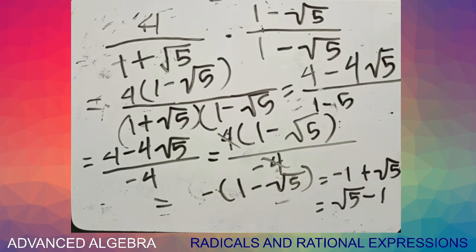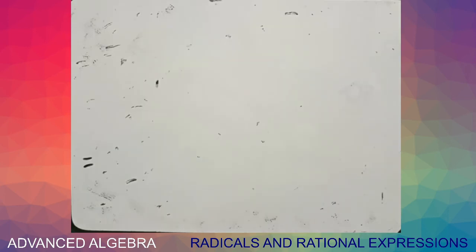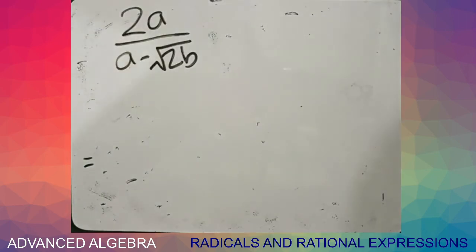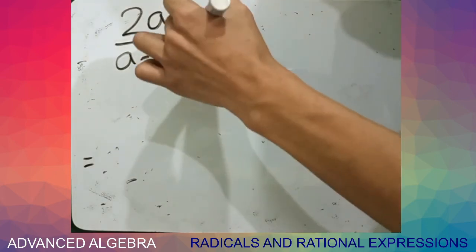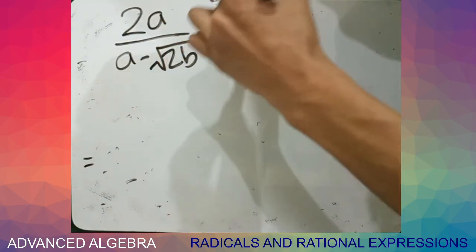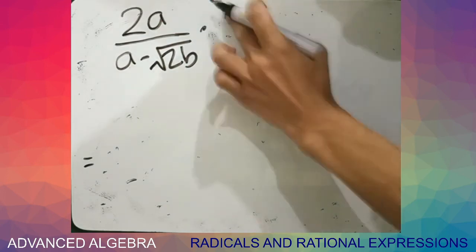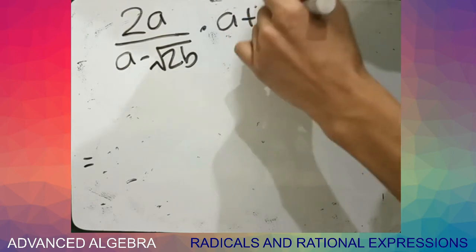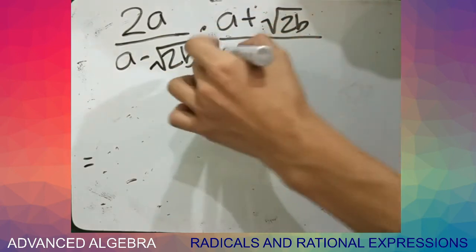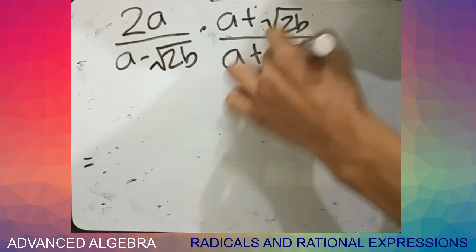Yun yung about dun sa conjugate. Okay. So, magbigay naman tayo na may variable. So, 2a over a minus the square root of 2b. Okay? So, ganun pa rin yung process. Kukunin natin yung conjugate. So, ang conjugate ng ating denominator ay a plus the square root of 2b over a plus the square root of 2b.